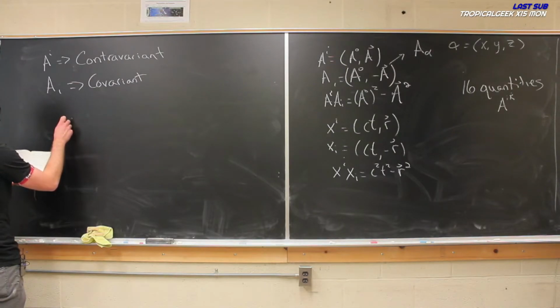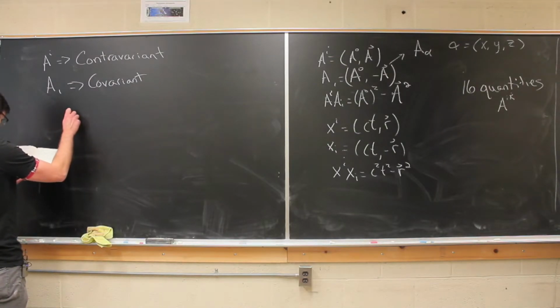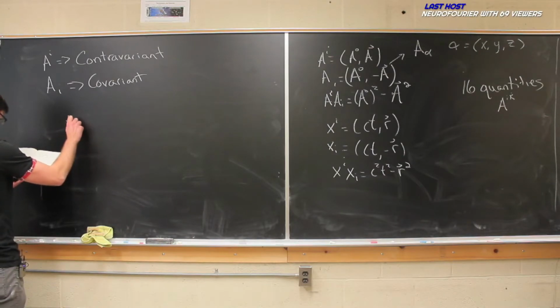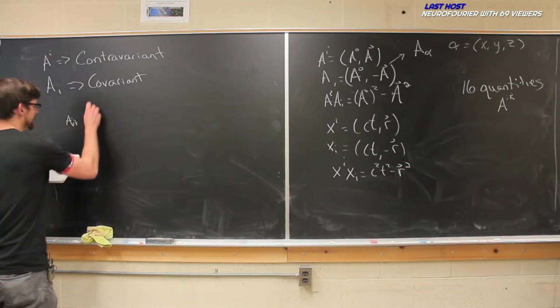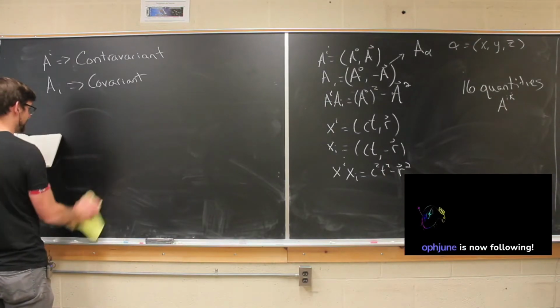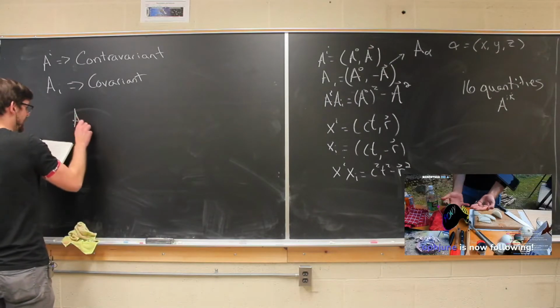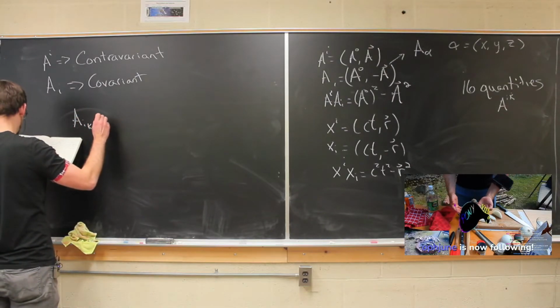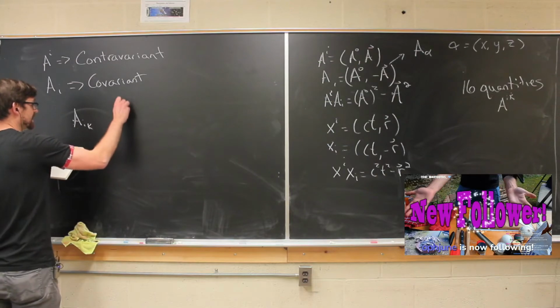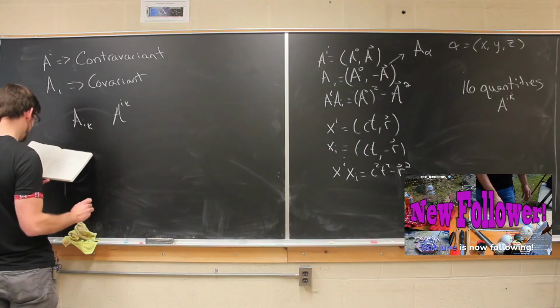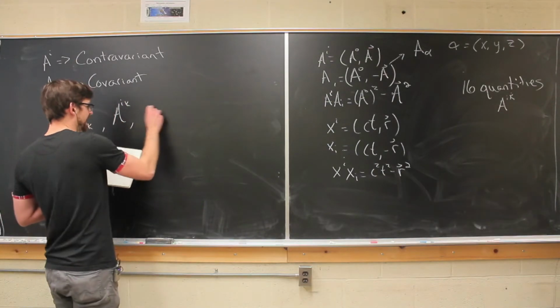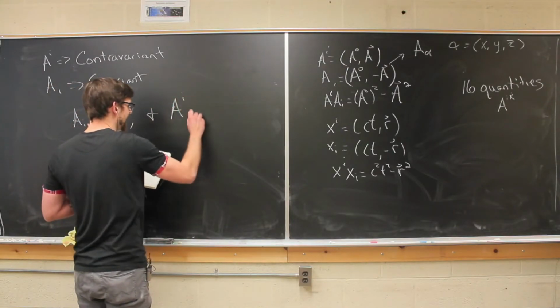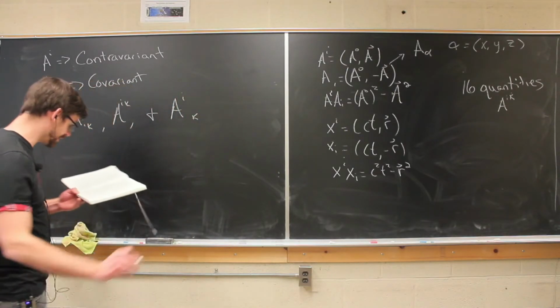So tensors can be covariant and contravariant. Covariant would look like A_ik. Contravariant would look like, let's write it a little bit bigger for those in the back, A^ik. And then we can also have mixed, A_i^k. Now, it should be noted that order matters.